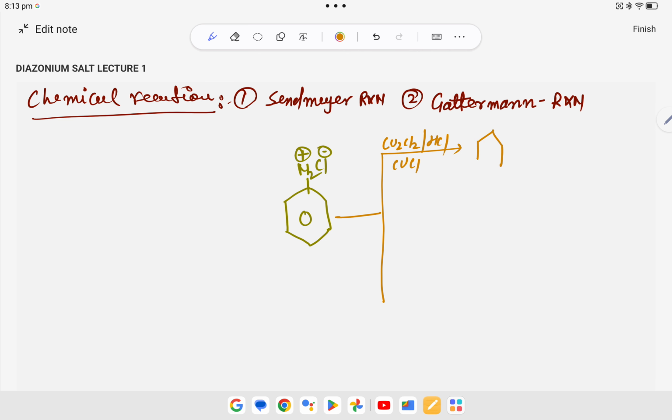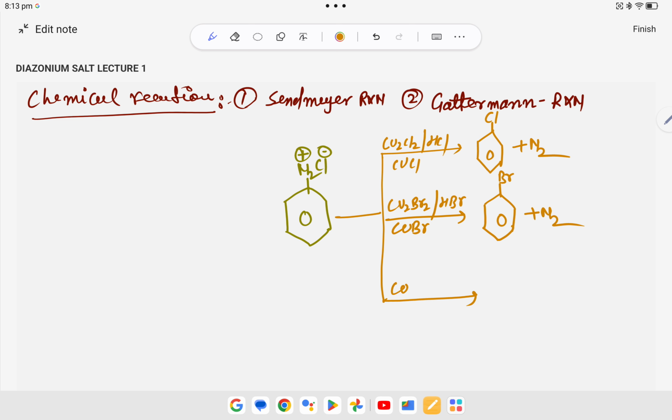Then chlorobenzene is formed and nitrogen is released. With Cu2Br2 and HBr, or CuBr if you are using it, bromobenzene will form. In the third case, if CuCN and KCN are used, then nitrile will be formed and N2 will be released. So that is the Sandmeyer reaction, children.